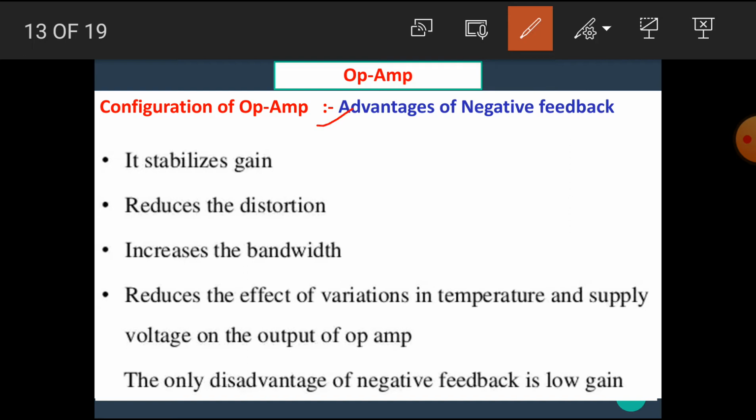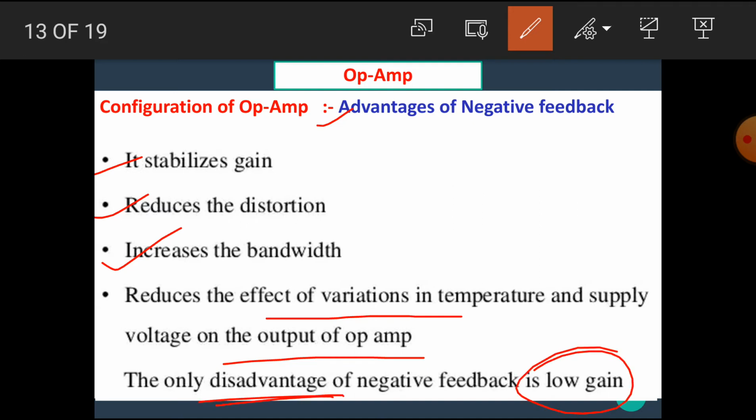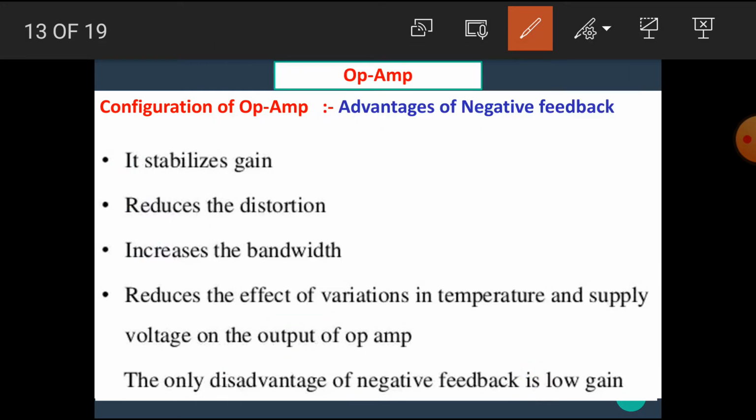Let's see the advantages of negative feedback. The negative feedback stabilizes gain. It reduces the distortion. It increases the bandwidth. It reduces the effect of variations in temperature and supply voltage on the output of the op amp. The only disadvantage of the negative feedback is its low gain.